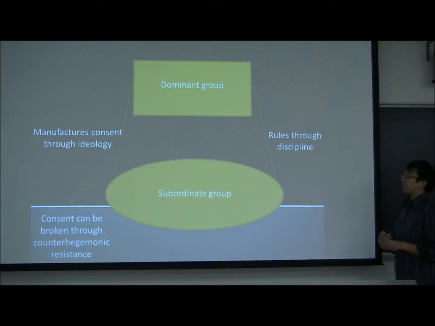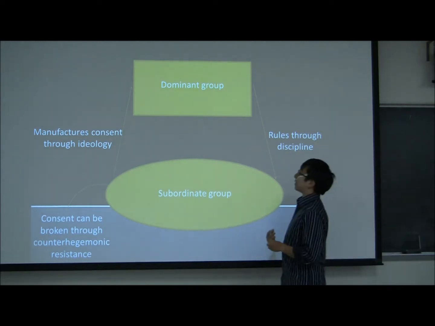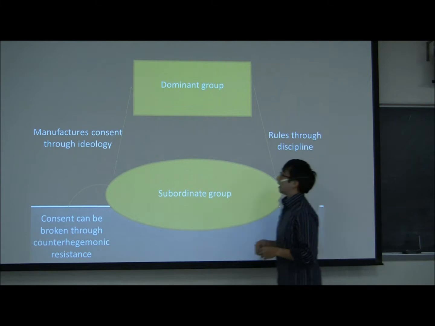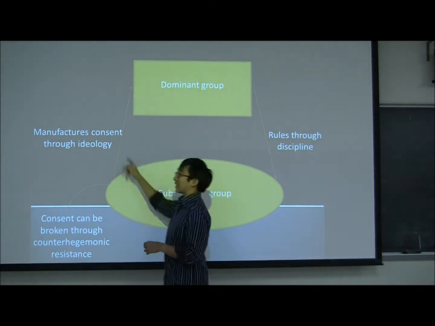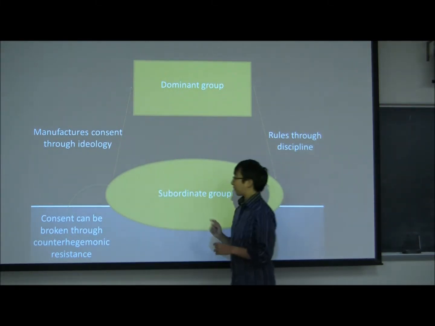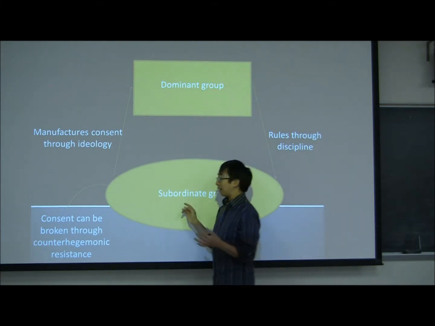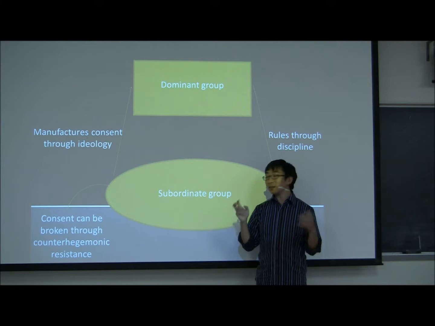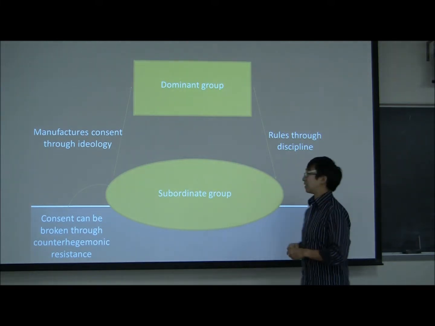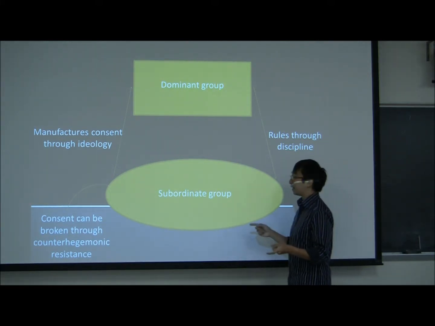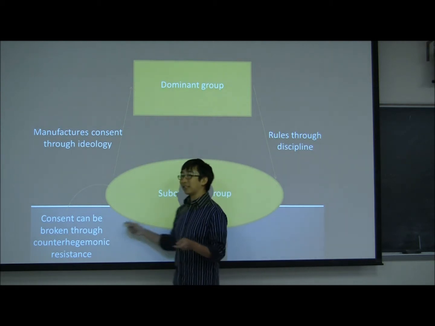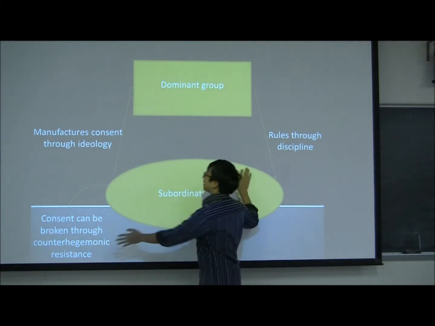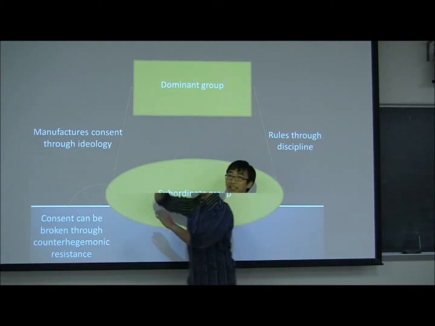You'll recall this diagram of hegemony. In hegemony, there's a dominant group and a subordinate group. The dominant group rules through discipline and manufactures consent through ideology. However, the subordinate group can find a way to break consent by forging modes of counter-hegemonic resistance. But there's a way that this resistance, instead of replacing this model, can instead just be sucked back in as the new terms of ideology.